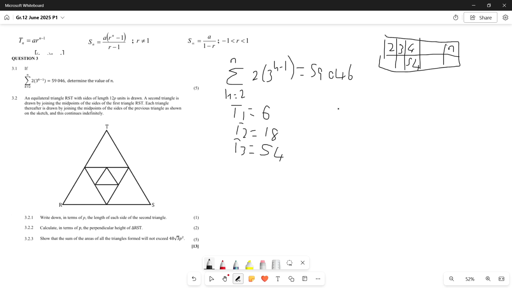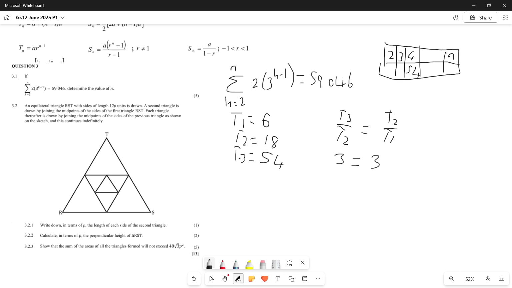Because it's geometric, we're going to go T3 over T2 equals T2 over T1. So 54 divided by 18 gives us 3 as our ratio, and 18 divided by 6 is also 3. So our ratio for this sequence is 3. This is geometric, and this sum is not going up to infinity because there's an endpoint here. They didn't write infinity up top. That means we are using this series equation over there.